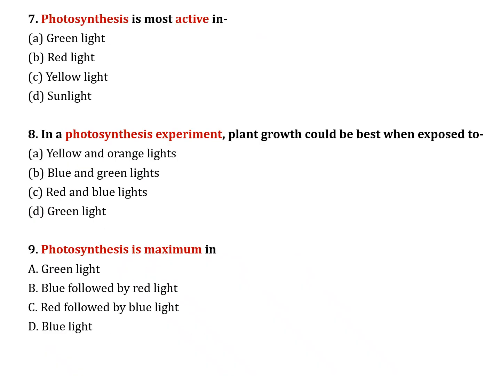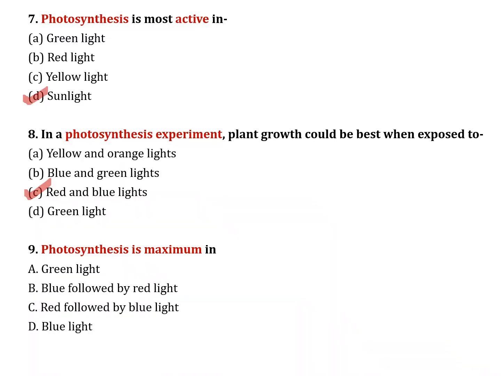The next question number 7. Photosynthesis is most active in option A green light, option B red light, option C yellow light, option D sunlight. Correct answer is option D, sunlight. The next question number 8. In a photosynthesis experiment, plant growth would be best when exposed to option A yellow and orange light, option B blue and green light, option C red and blue light, option D green light. Correct answer is option C, red and blue light.